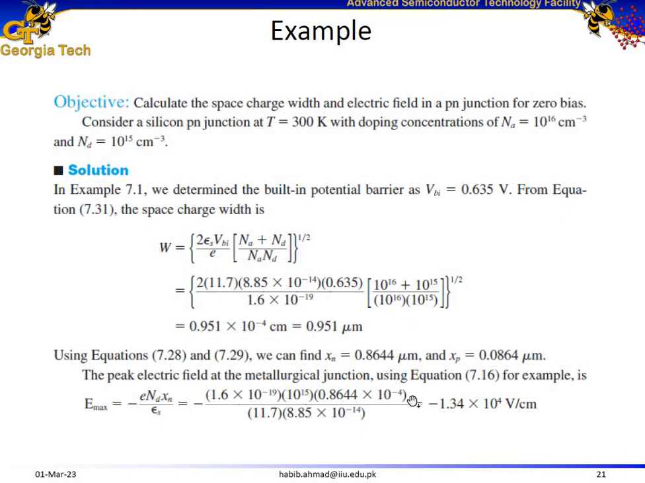So this is the width of the depletion region, and this is the total width. But you can also calculate the width of the depletion region on the N side and the width of the depletion region on the P side. The width of the depletion region on the N side is 0.86, and the width of the depletion region on the P side is 0.086.